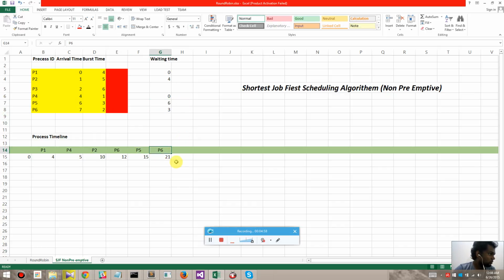And something is wrong. What is it? This should be P3 actually, not P6. Right, P3, its start time is 15, and this should be P3 because it's the last one, so my mistake. And P3, its start time is 15, and arrival time is 2, which means it had to wait for 13 time units.